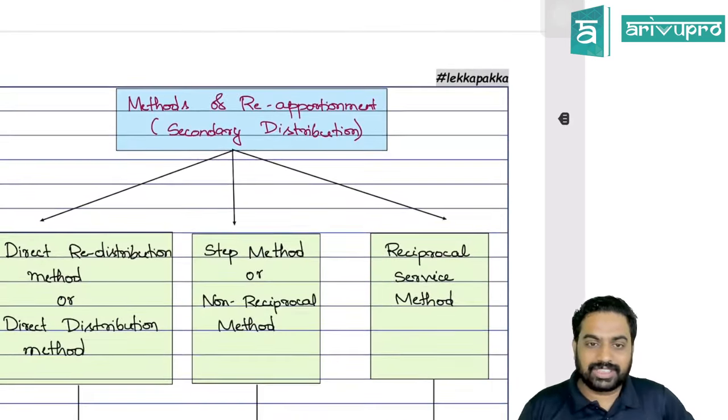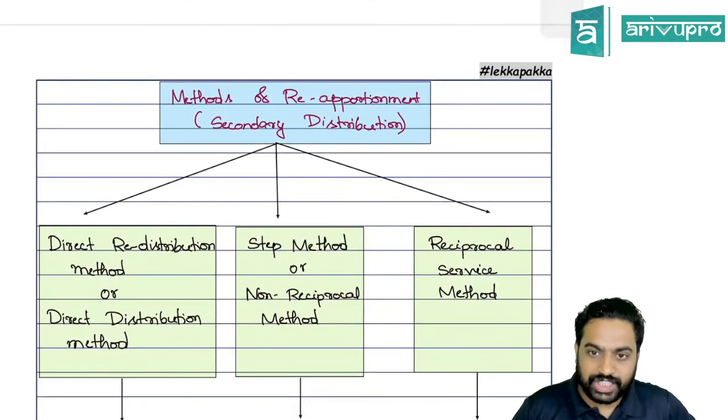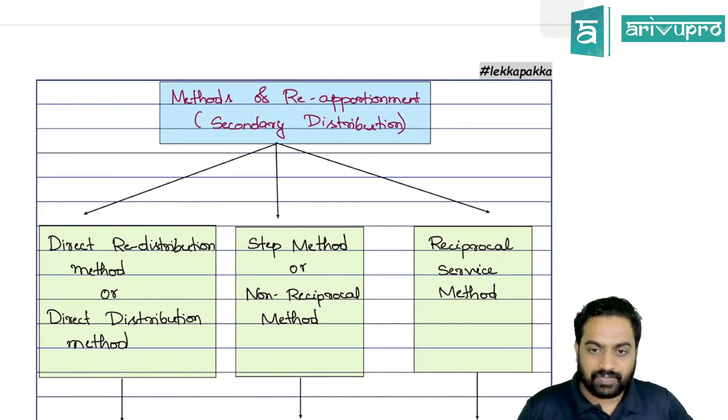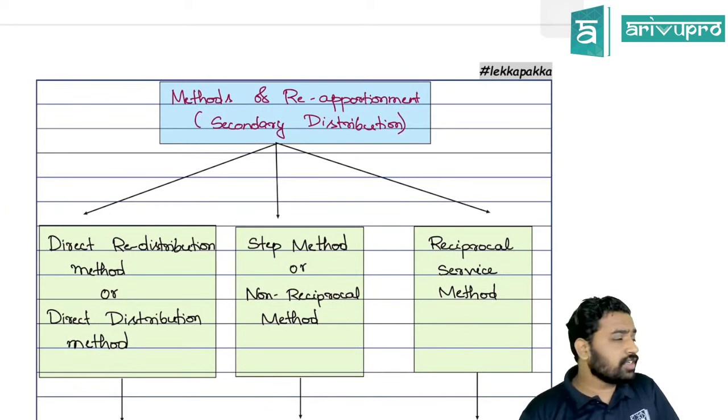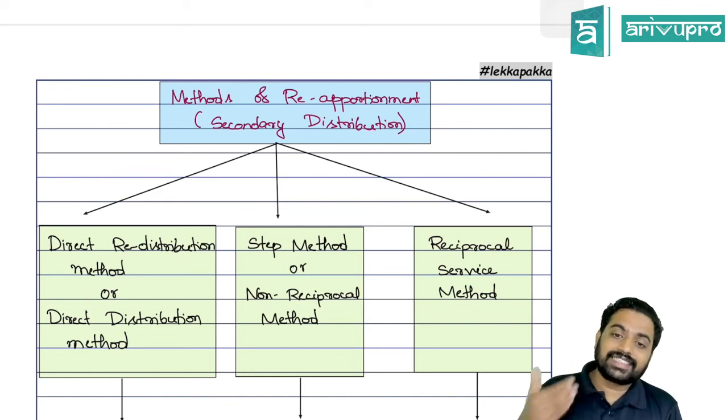Now the question comes, sir, how can you reapportion it, or do a secondary distribution? Basically, we have three methods. So, sir, in the question will they give which method to use? The answer is no, there is no need. Why? Because we should analyze the situation and come up with the method.